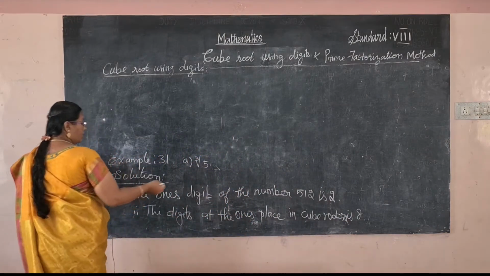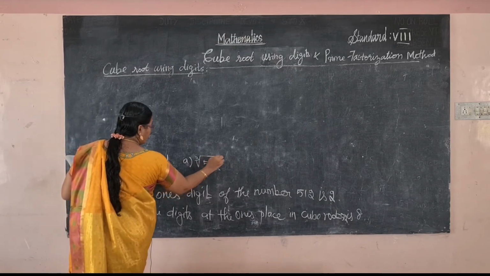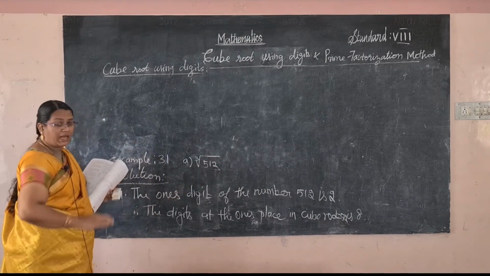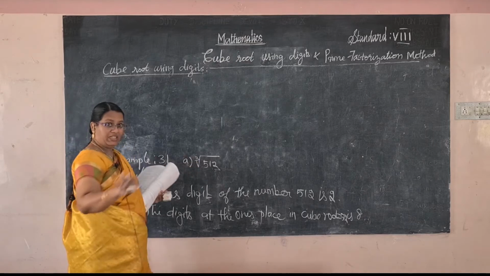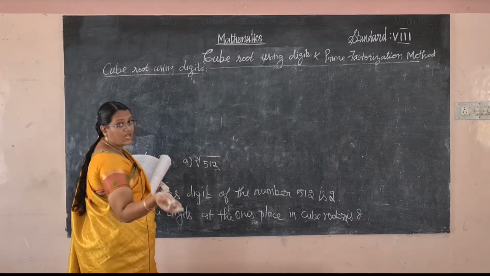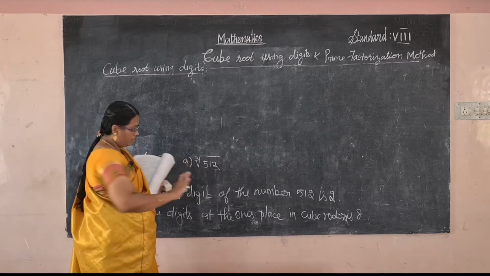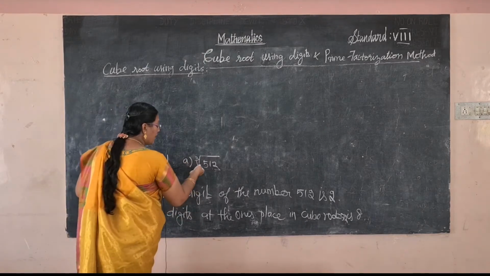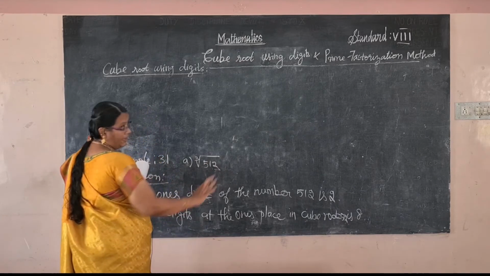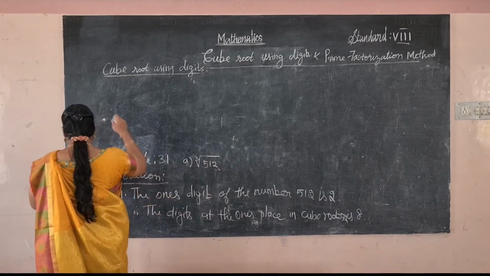And now strike out the 3 digits from the right side. But here there are only 3 digits, no other numbers are there. So what do we do? That's it. So what is the value of the cube root of 512? 8. That's the answer.